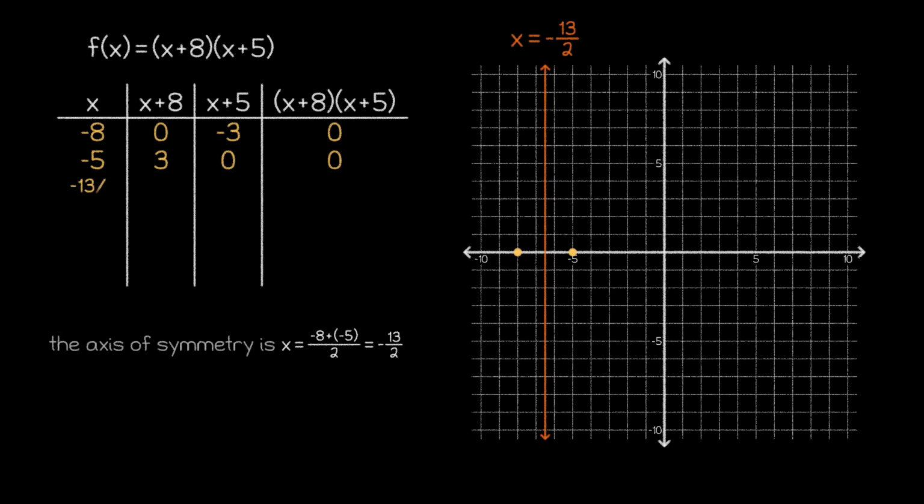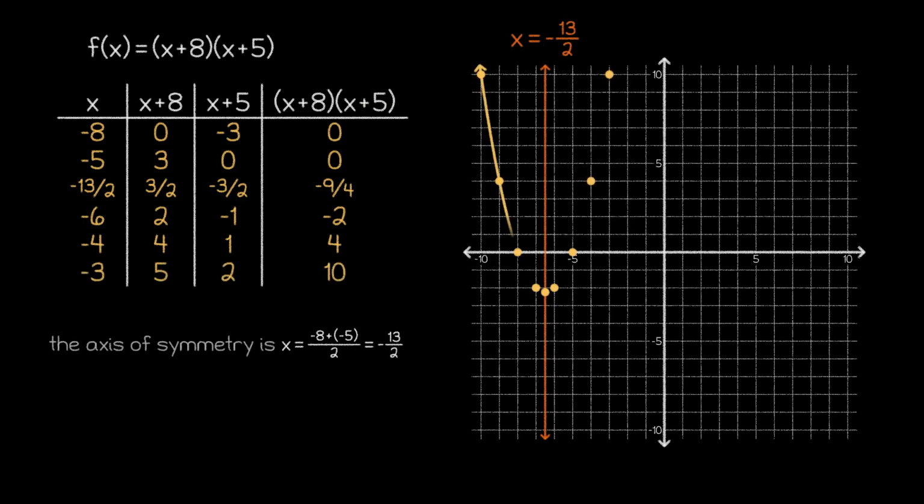Next, we can find the vertex of the graph by using the location of our axis of symmetry as the input to our function. From there, a few more input values will give us a good picture of the graph, and we can finish off with this parabola.